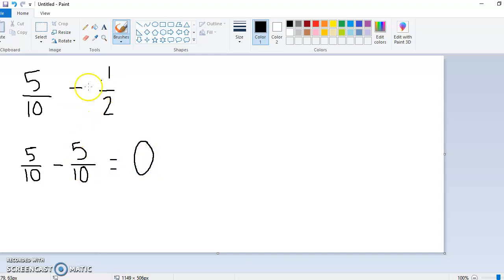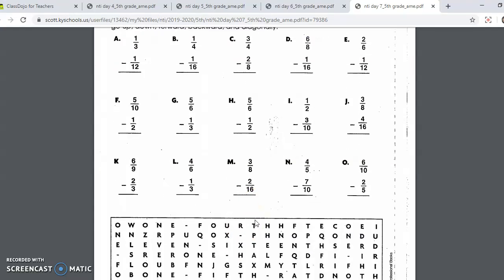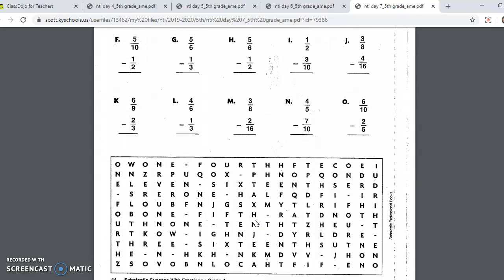That's where knowing your equivalent fractions will help too, because if I see 5/10, I know that's half, and I could even do 1/2 minus 1/2 because that's the same thing that's down here. Then let's see here. I'm sure zero's in here. Yep, 0. Z-E-R-O, 0. There's that one.